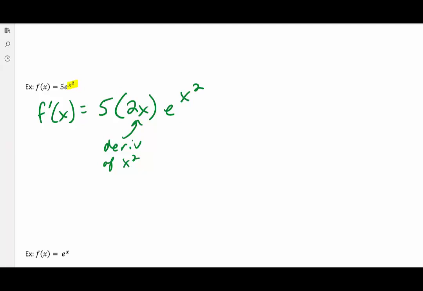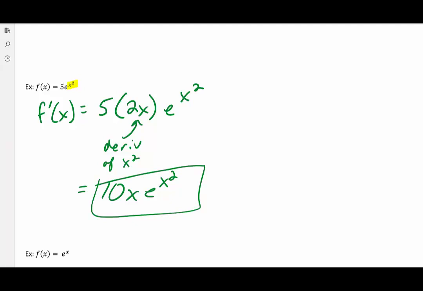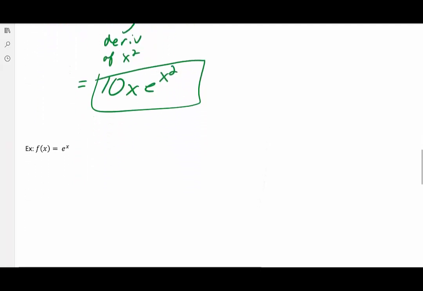All right? And so 5 times 2x gives us 10x e to the x squared. And that, folks, is our derivative. So the derivative of the exponent came out, multiplied the 5, gave us 10x. And then we have, don't forget your e to the x squared. All right. Next example here.